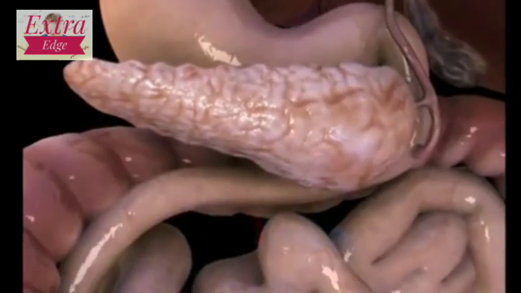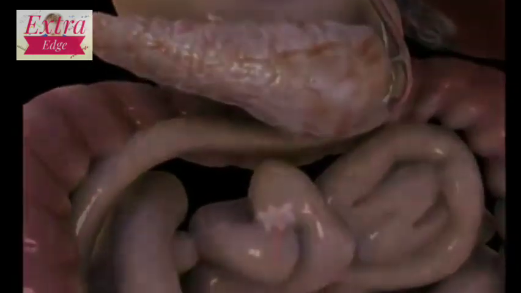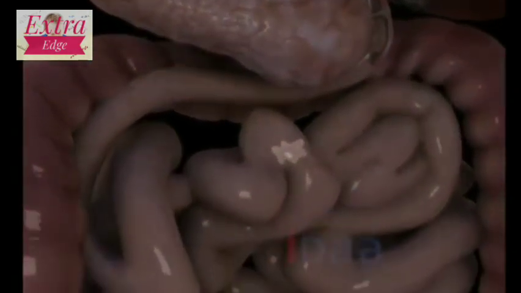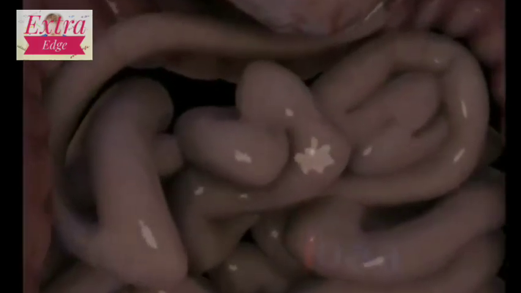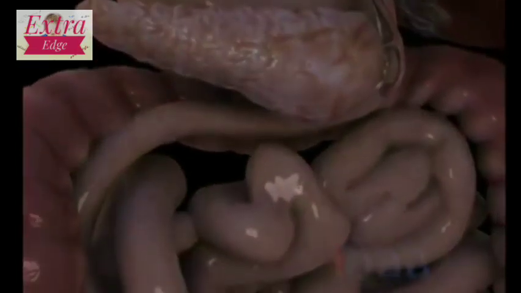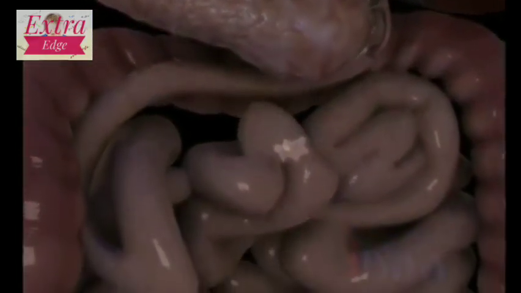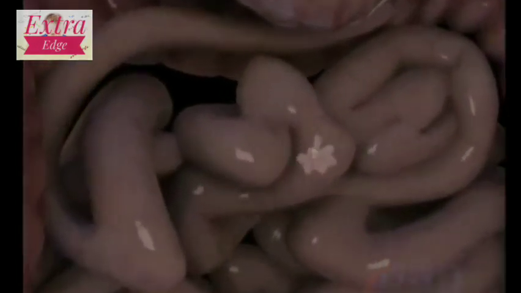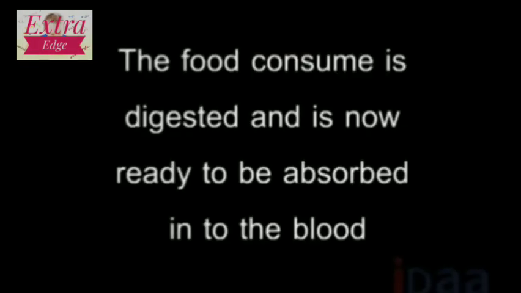Digestion, which starts in the mouth, is completed in the small intestine. The enzymes in the intestinal juice act upon the partially digested food and convert it into simple soluble substances. As a result, the carbohydrates get broken into glucose, the fats get broken into fatty acids and glycerol, and the proteins get broken into amino acids.